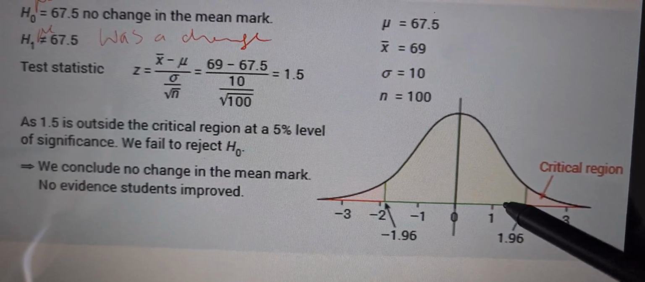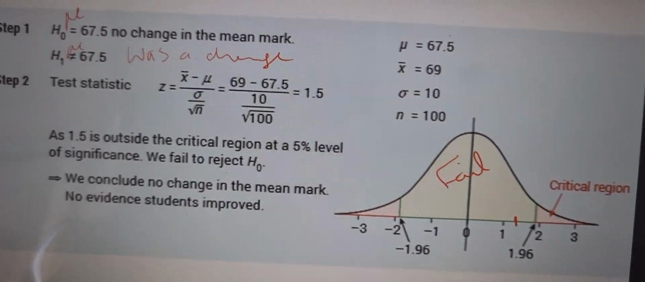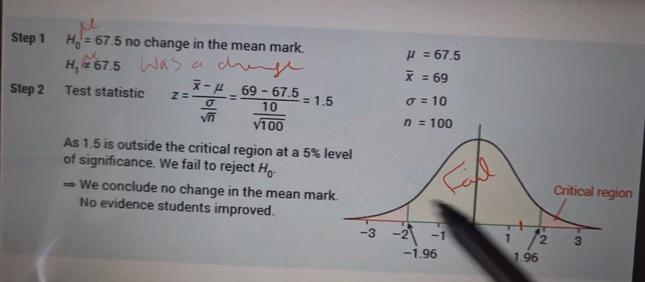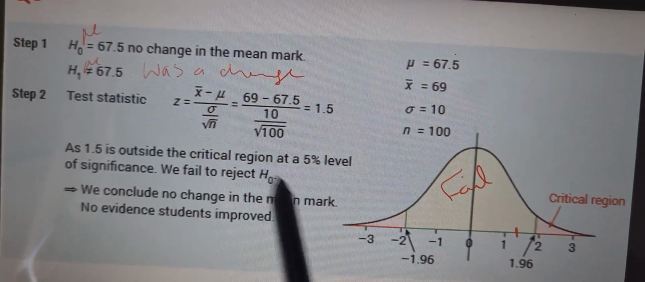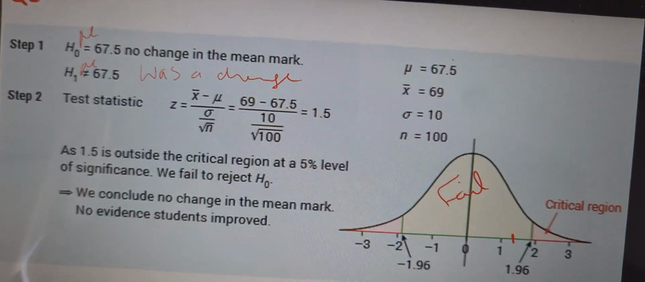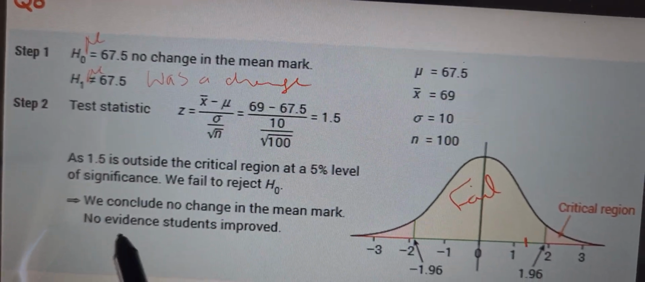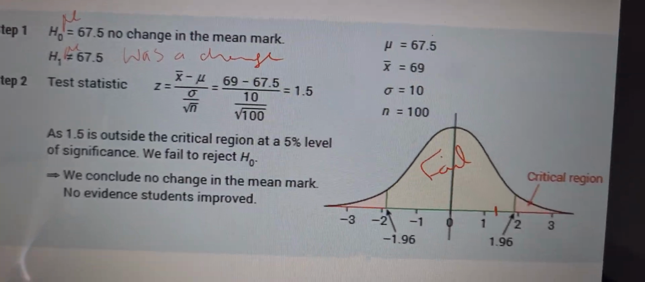So it would be roughly around there. So we fall into the fail to reject region. The two critical regions are the reject regions, but this is the fail to reject region. Therefore, as 1.5 lies outside of the critical region at the 5% level of significance, we fail to reject H0, which means we technically have to accept it. So we're accepting the fact that there was no change in the mean mark. So we can conclude there was no change in the mean mark as suggested by the evidence.